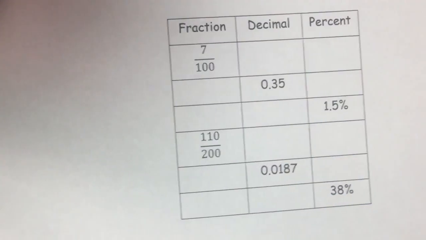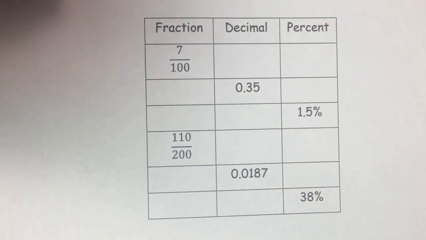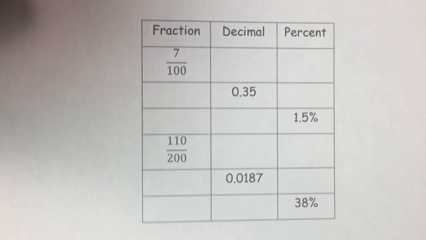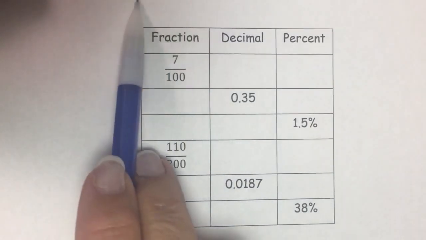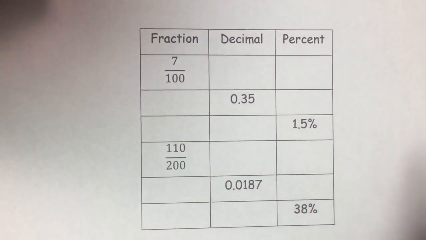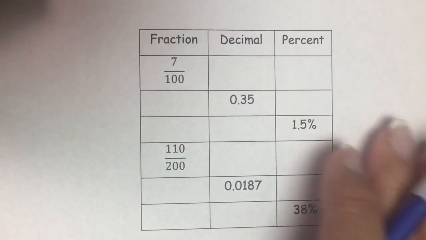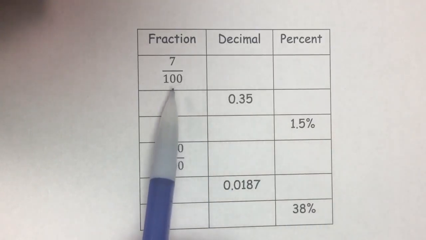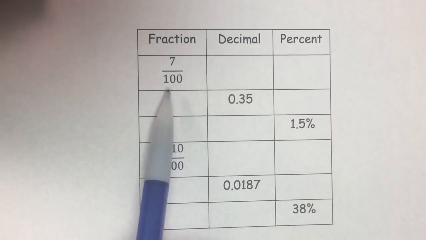It's going to get a little more complicated as we go to number 4, because notice I've added another column. We have fractions, decimals, and percents. And by the way, it also says round to the nearest hundredth if necessary. So we'll talk about that in a minute. So we can do it in any order.